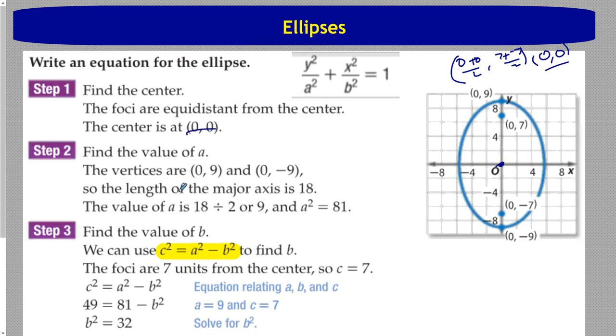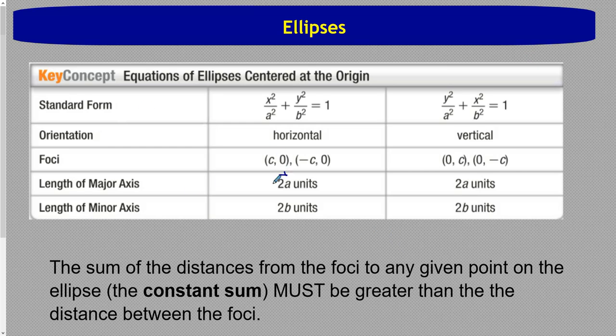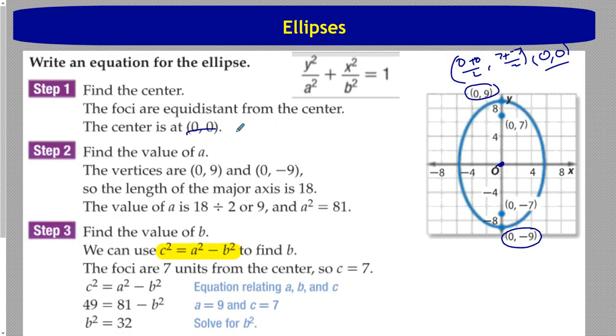Perfect. We're going to find the value of a. The vertices are from (0, 9) to (0, -9). Remember we said that the length of the major axis is 2 times a. So I want to find just a. If the length of the major axis goes from 9 to -9, that would be a length of 18, right? But that's 2 times a. So divide that in half. A is 9, and a squared is 81, which is helpful because that's this number. So that's going to be 81.